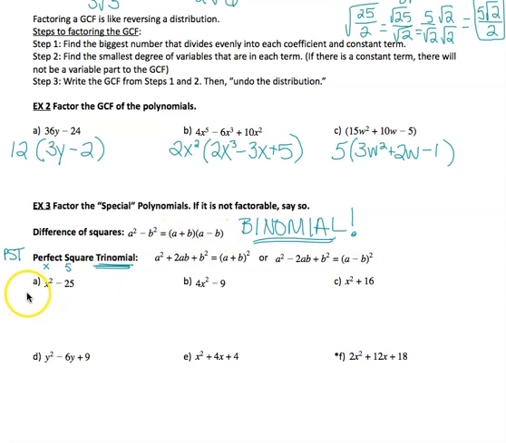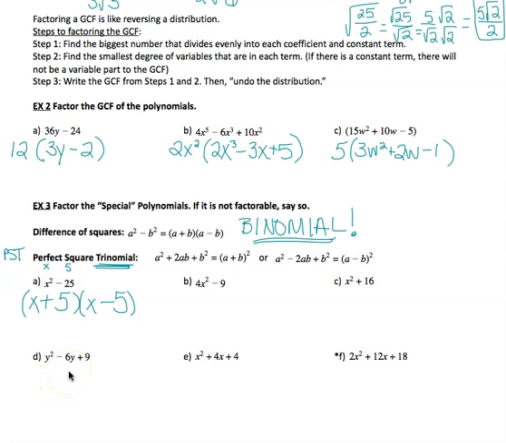I take the square root of the first term and put those in the fronts of both of my parentheses. Then I take the square root of the second term, which in this case is 5, and put it in the back of the parentheses. Then I give one of my parentheses a plus and the other a minus. Does it matter which one? No. If you put the minus first and the plus second, that's still 100% correct.